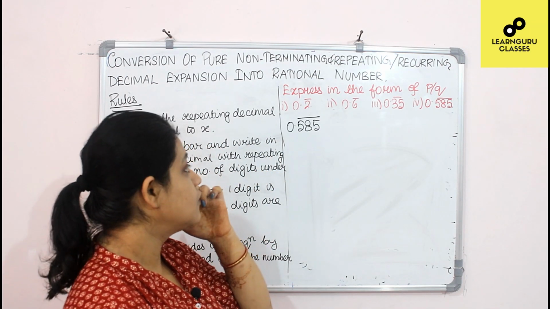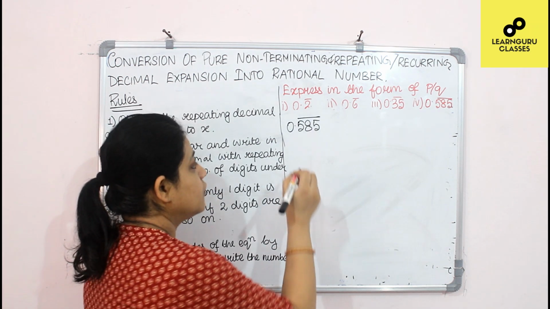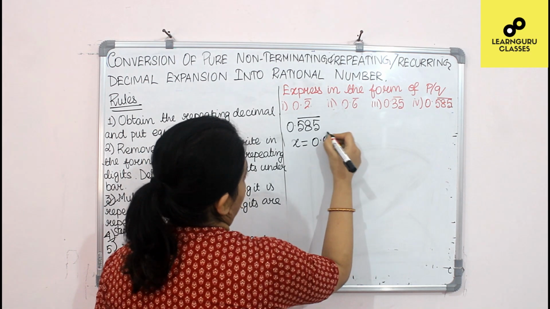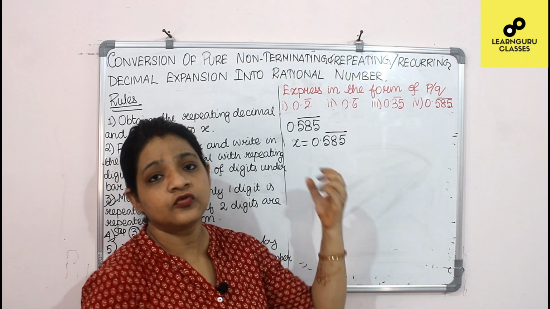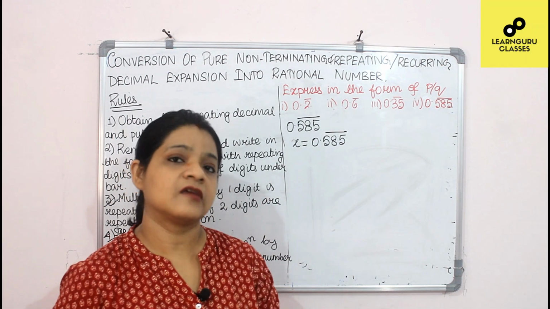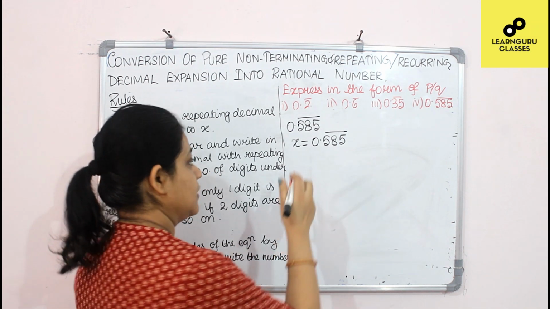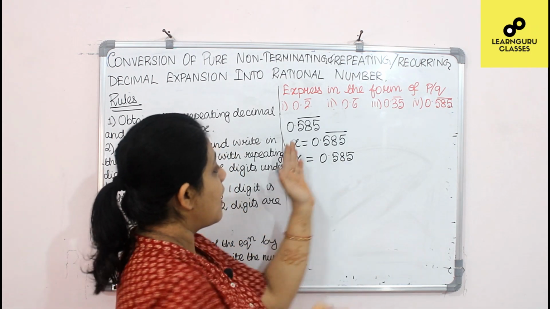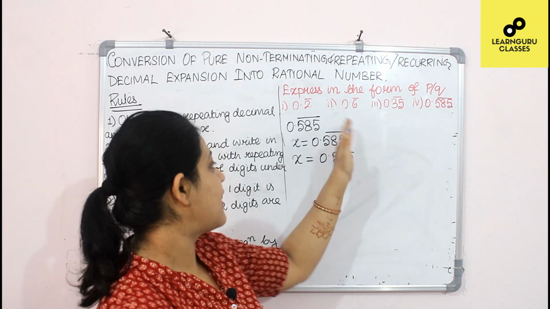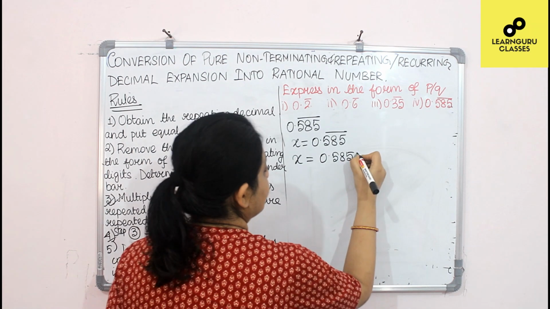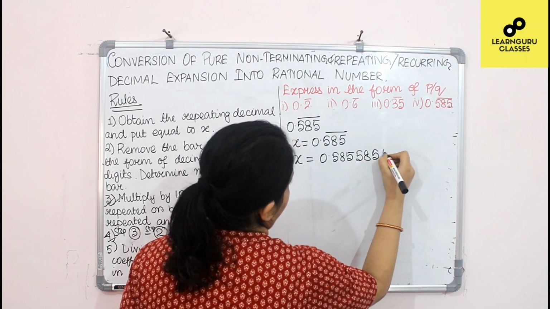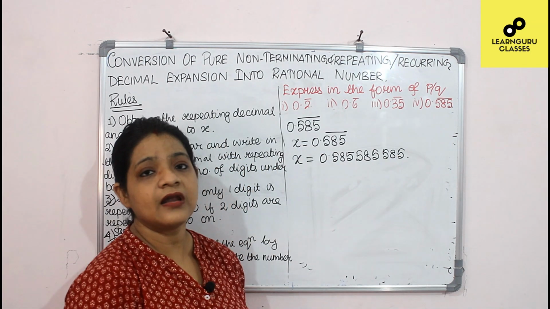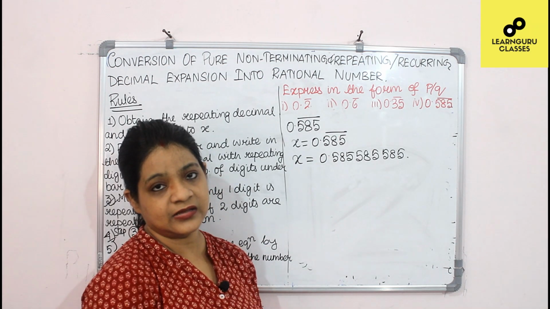So the next sum is 0.585 bar. So we will write x equal to 0.585 bar. The next step is you have to remove the bar and write the expression in the form of a decimal. Here a sequence of digits is being repeated, right? 585, 585, 585. So how many digits are under the bar? 3 digits are under the bar.